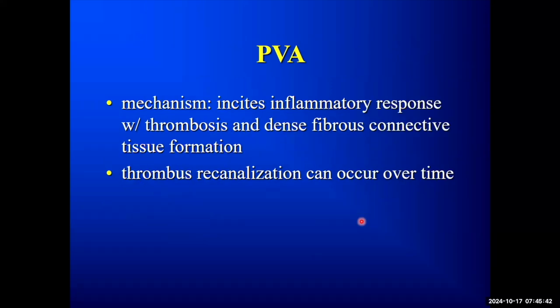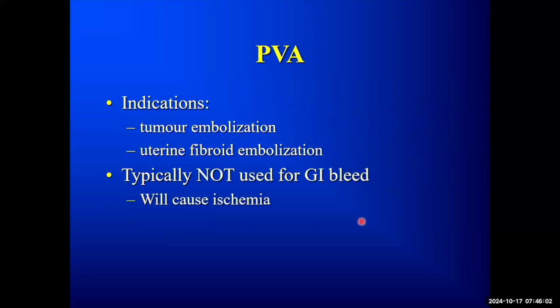So mechanism, again, incites inflammatory reaction with thrombosis and dense fibrotic connective tissue formation. Thrombus recanalization can occur over time, and typically you're not embolizing, say, for example, the uterine arteries. You're embolizing the uterus and the fibroids. So indications typically would be tumor embolization, uterine fibroid embolization, typically not used for GI bleed. They're small particles and they will cause end-organ ischemia.